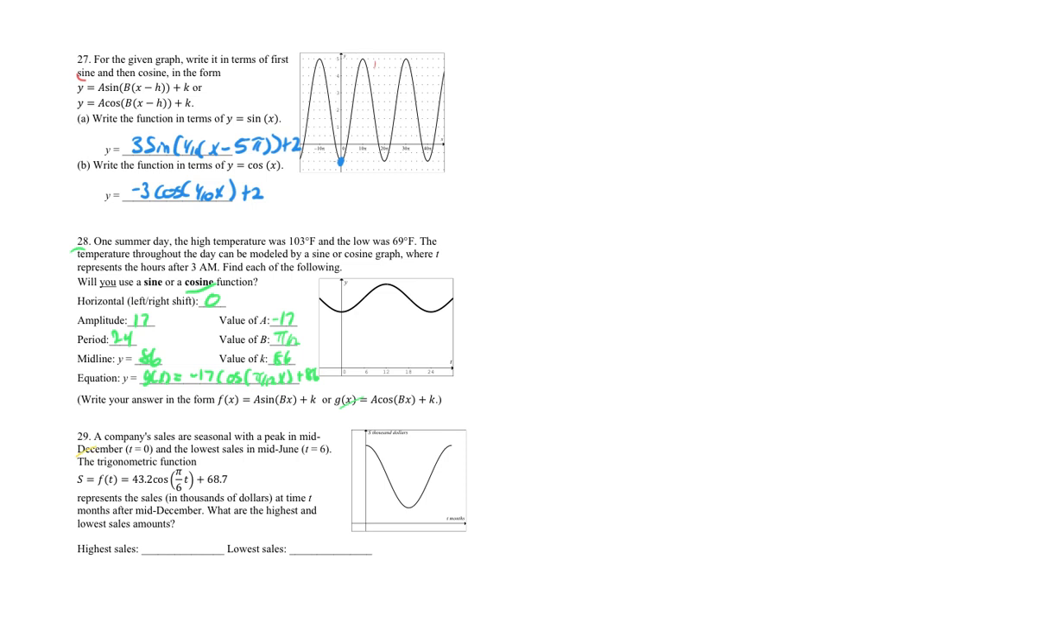A company's sales are seasonal, with a peak in mid-December equal to t = 0 and the lowest sales in mid-June equal to t = 6. The trigonometric function represents the sales in thousands of dollars at t months after mid-December. What are the highest and lowest sales amounts?